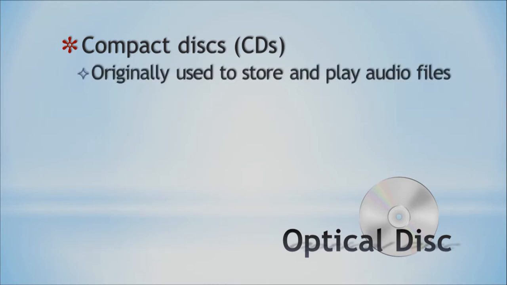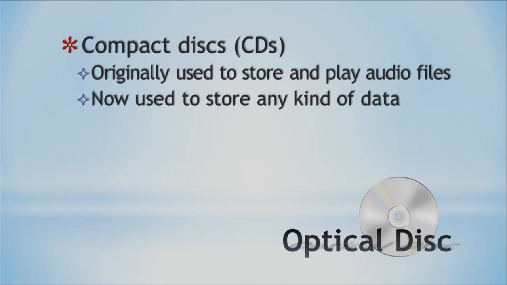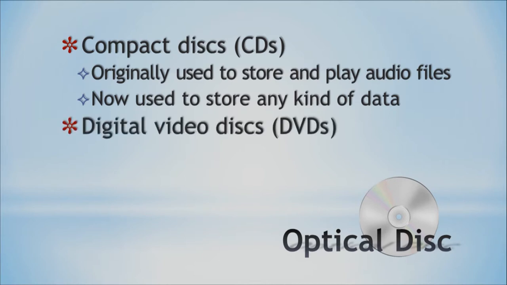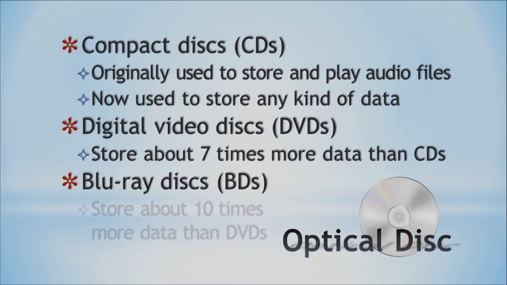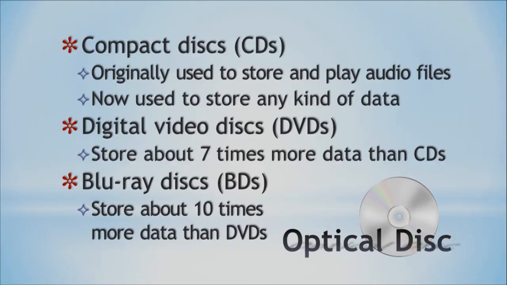Okay, and y'all are pretty familiar with this probably. We have the older stuff, CDs, that was just for audio files for a while. Of course, now we can use it to store any kind of data. And then we also have DVDs, and they store about 7 times more data than the CDs. More recently, Blu-ray discs store about 10 times more than DVDs. So we're putting more stuff on these little things. Again, that's optical storage, using a laser to read those little pits, and it can tell the ones and zeros from that. Okay, so what else do we got today?